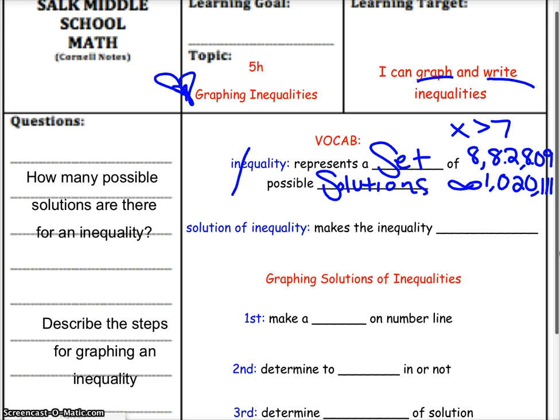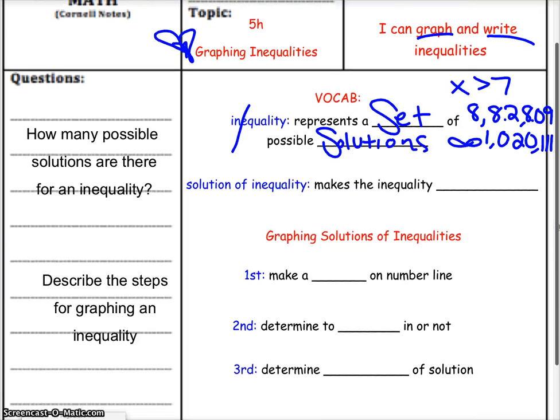That's the difference between inequalities and an equation. An equation means that x equals one thing. Inequality means x equals a bunch of things, an infinite amount of things, actually. A solution of an inequality means it makes the inequality true.